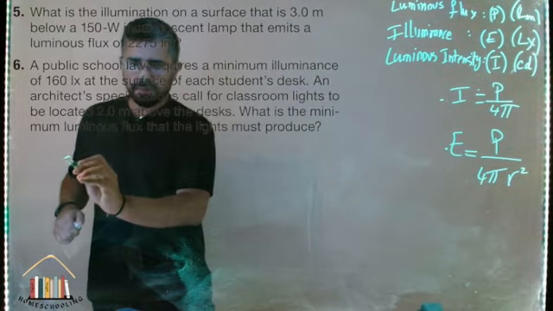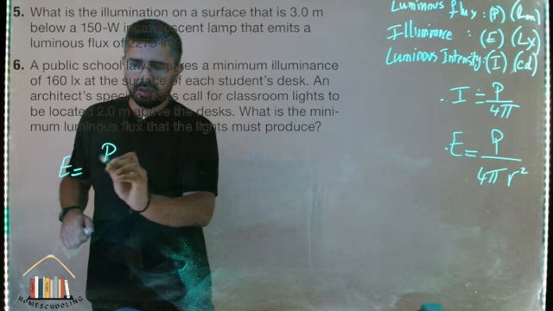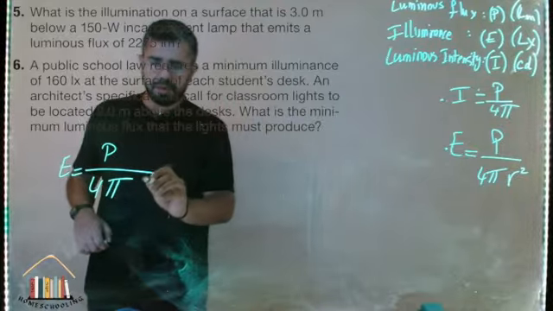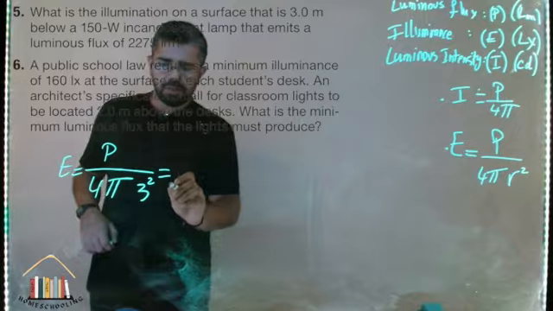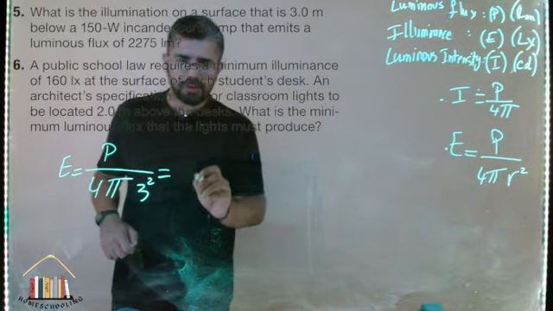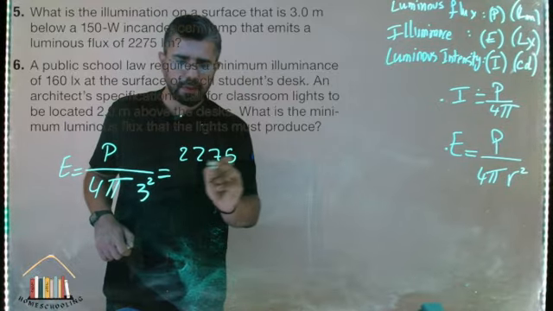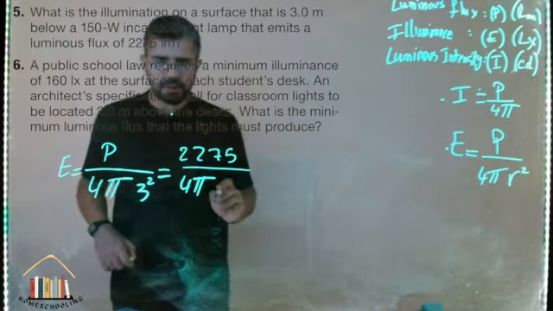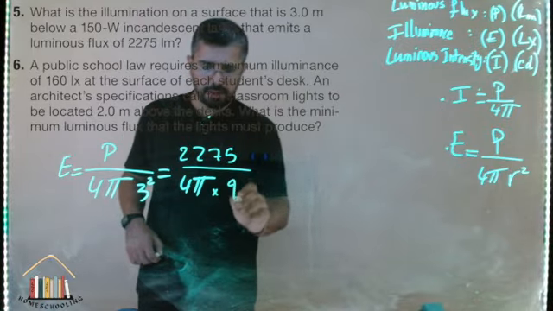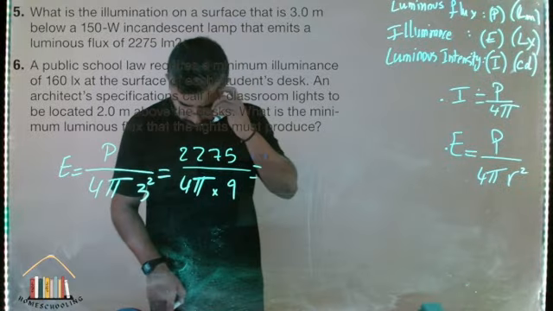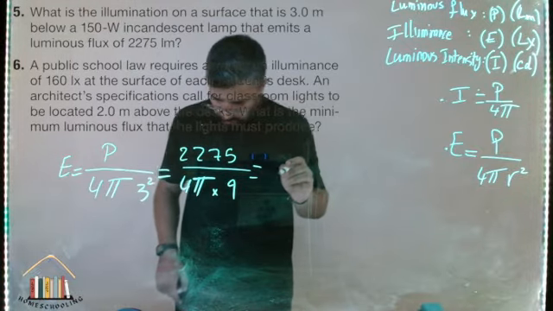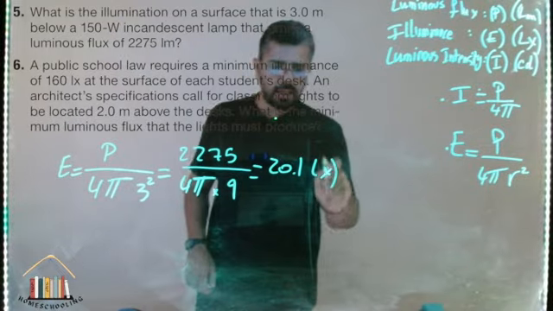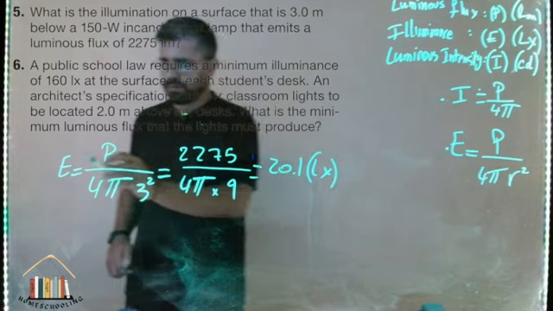So E is the unknown. So I'll write it here. E is equal to P over 4 pi r squared. In this case, it's 3 meters, so it's 3 squared. So P, which is 2275, over 4 pi r squared, which is multiplied by 9. And the answer in this case is 20.1 lux. Okay, that's the answer for question number 5.